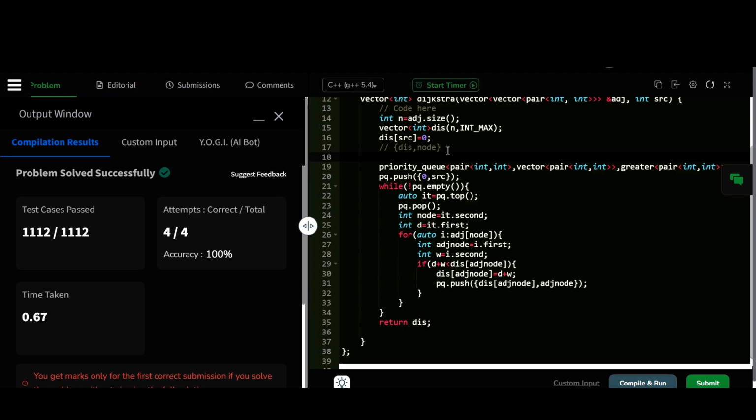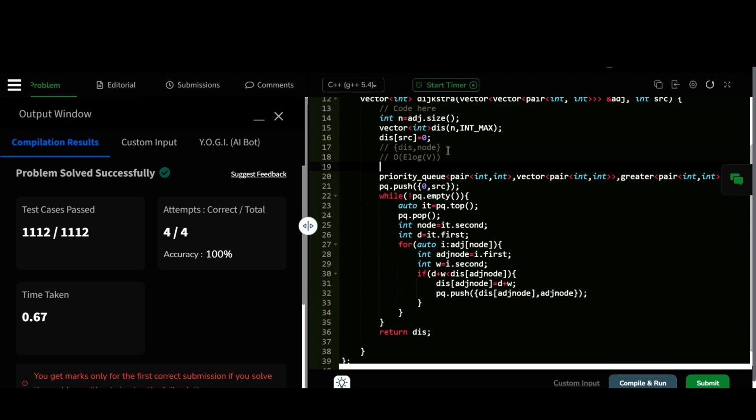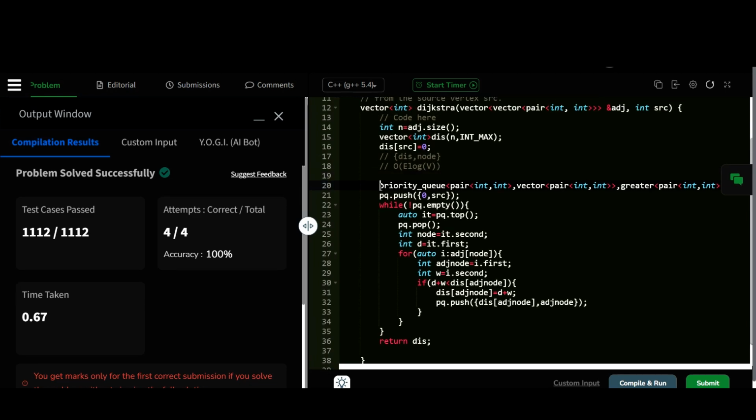So now the time complexity: we are using a priority queue. In the worst case, the time complexity is big O of E log V, right? E log V. Okay. We will discuss the time complexity in detail in the next lecture, right? First, let's see how to do it with set. Okay, how to do it with set.